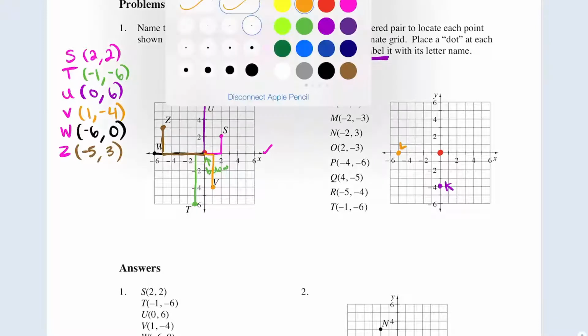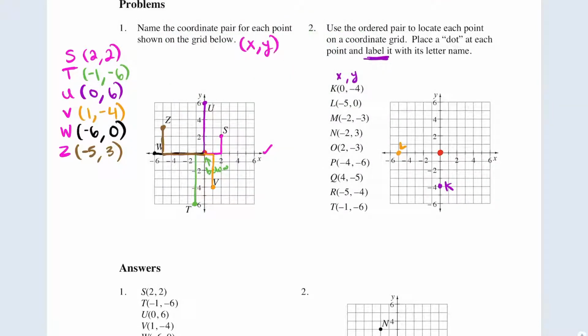All right, let's try another one. Point M is at negative 2, negative 3. So I'm going to find negative 2 on my x-axis, so that's right here, and then I need to follow my y-coordinate that's taking me all the way to negative 3, so I'm going to go down 3 from here, 1, 2, and 3. So my point M is right here. Let me erase some of these. There we go.